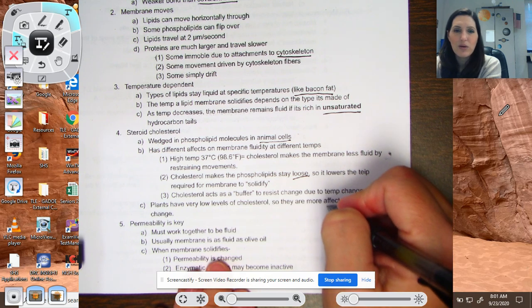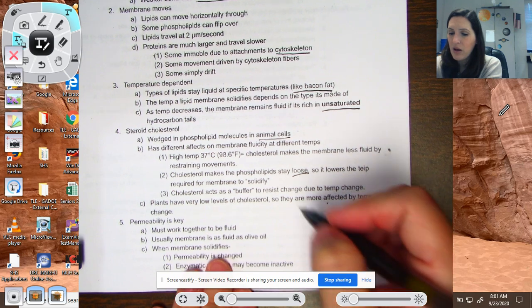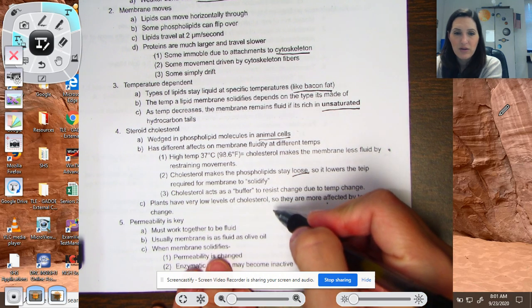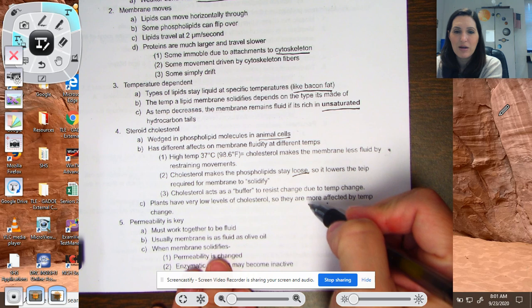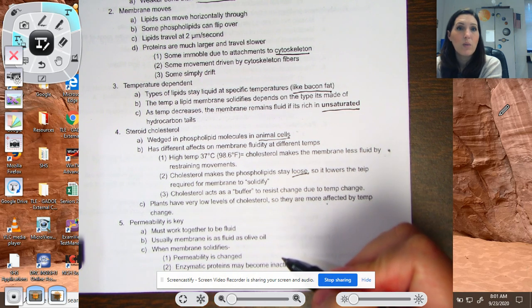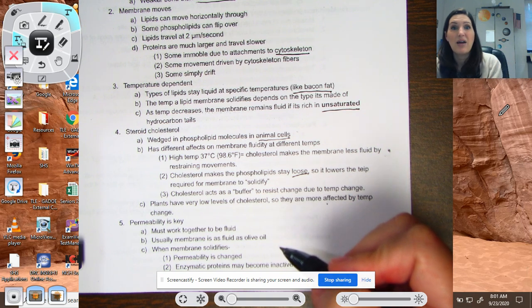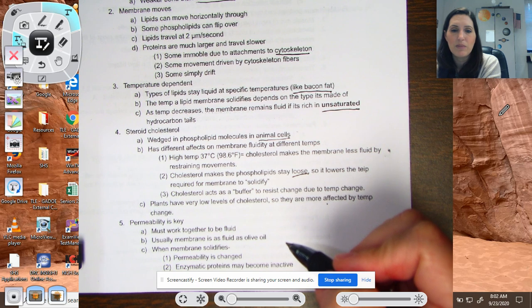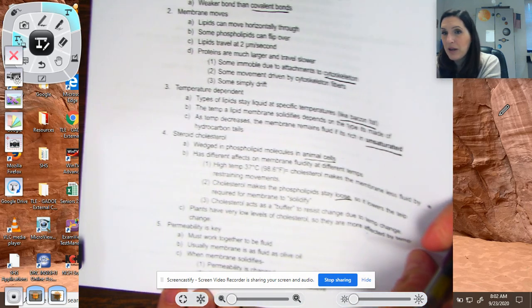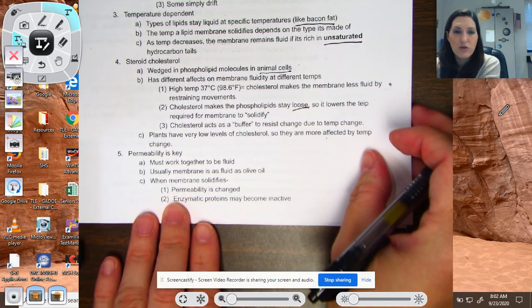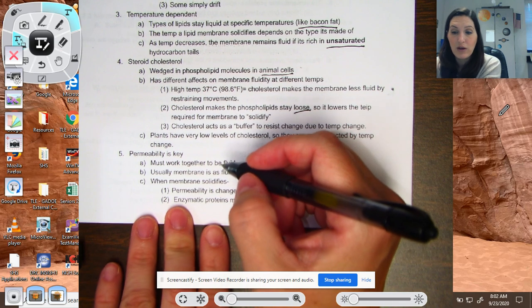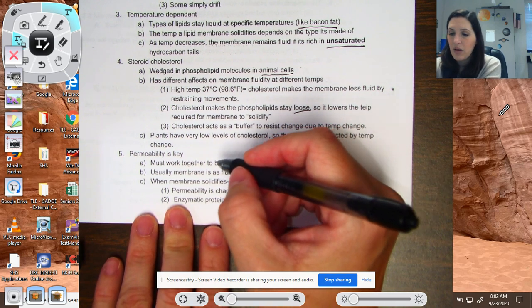Plants don't. You don't get a lot of fat from eating plants. So plants have a very low amount of cholesterol, so they're more affected by temperature change. That's why, when we have a frost outside, that snap happens and the plant dies. It can't keep up with that temperature. The phospholipid bilayer solidifies and the plant dies. That's why our plants are changing right now as we get closer to fall. The 22nd was yesterday, the first day of fall.